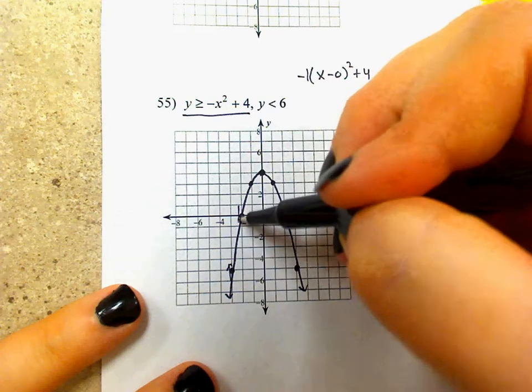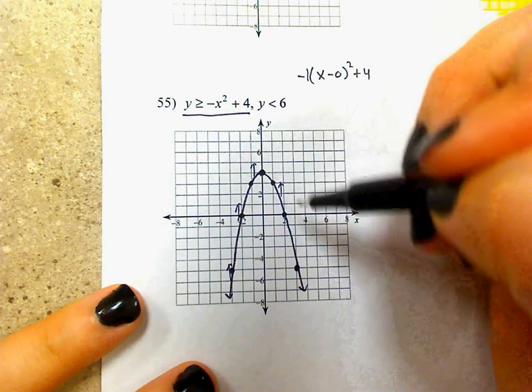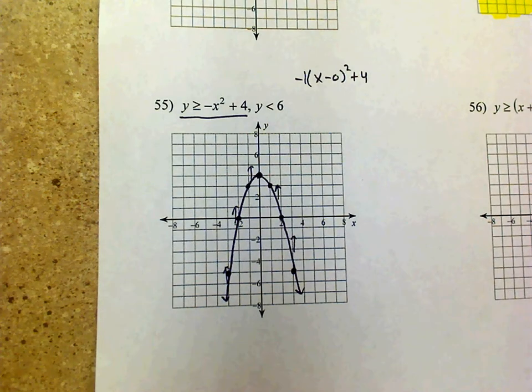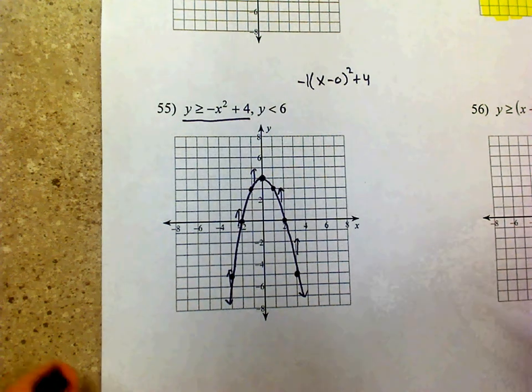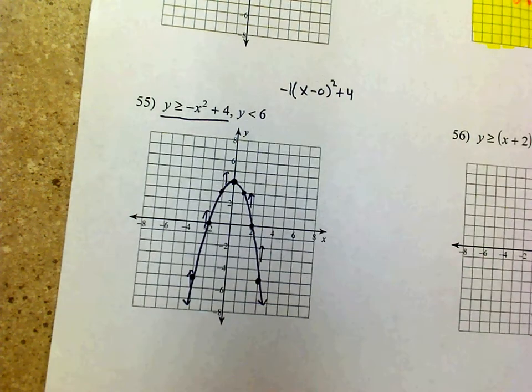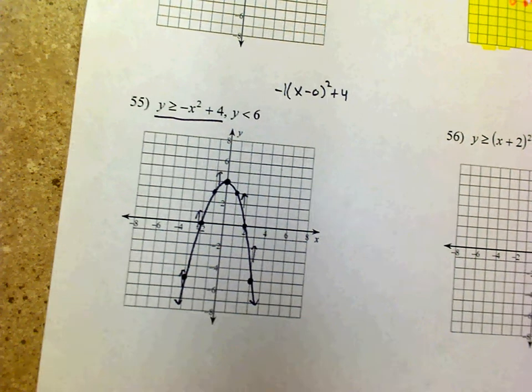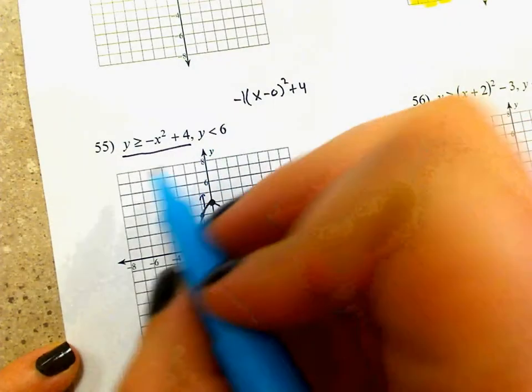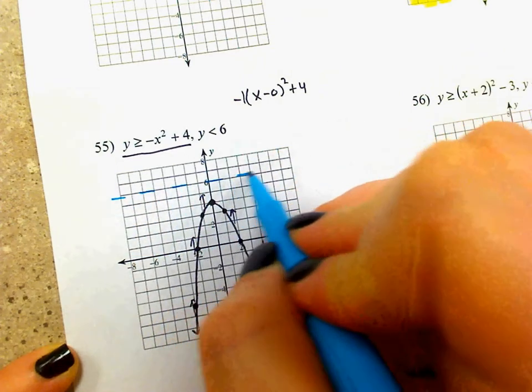The other function is y is less than 6. So very similar to the other problem. Oh, did I really leave those all the same? I'm going to change 56. Oh well. Okay, y is less than 6 means a horizontal dotted line at 6, and it says less than. So less than. I'll have it changed before you get it, so you'll just see that it's changed.